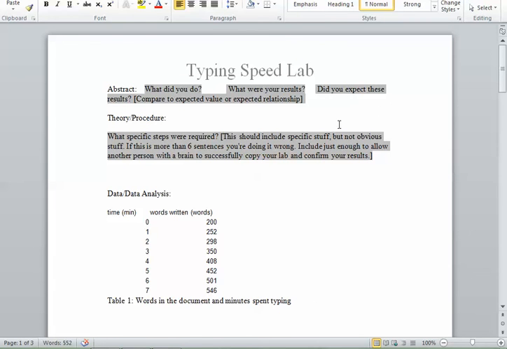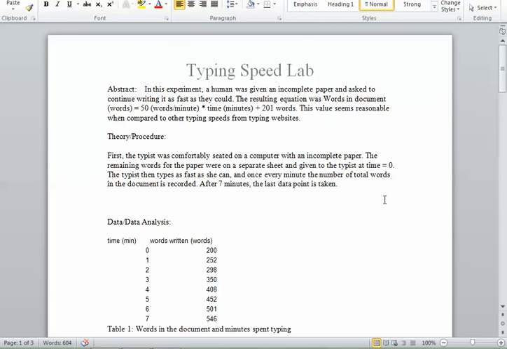These two sections are very simple, and they're not worth many points. That's why we saved them for last, since your brain's probably fried by the time you get to this point. So let me type in a sample abstract and a sample procedure. So here's a sample of an abstract and a procedure for what is a very simple lab in this case. In the abstract, the idea is it's supposed to be kind of like the back of a novel.